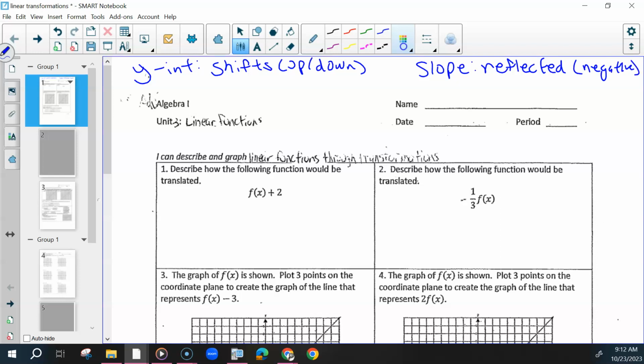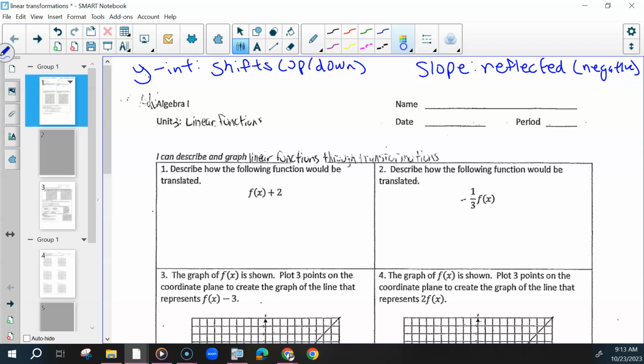So anytime you think of a negative slope, it has been reflected. We compare all of these to what they call the parent function or the original function, f of x, or y equals x. So if nothing happened, you would have a slope of 1, y-intercept of 0. And everything is being compared to that. So if a slope was reflected compared to that, instead of it going positively, it would go negative.